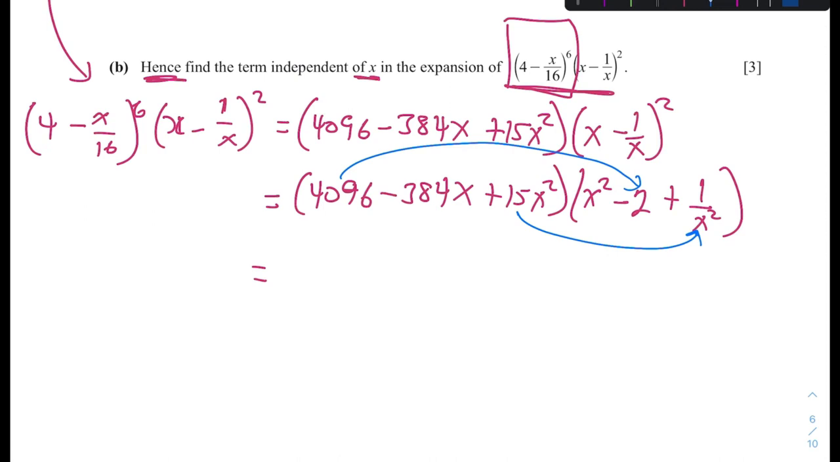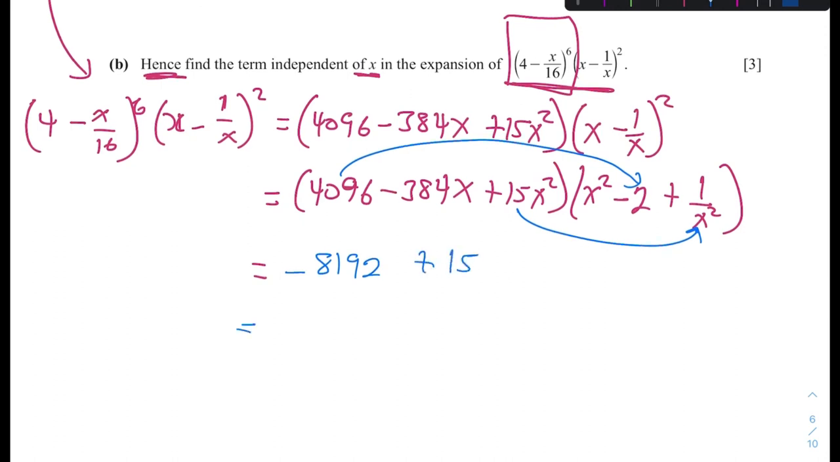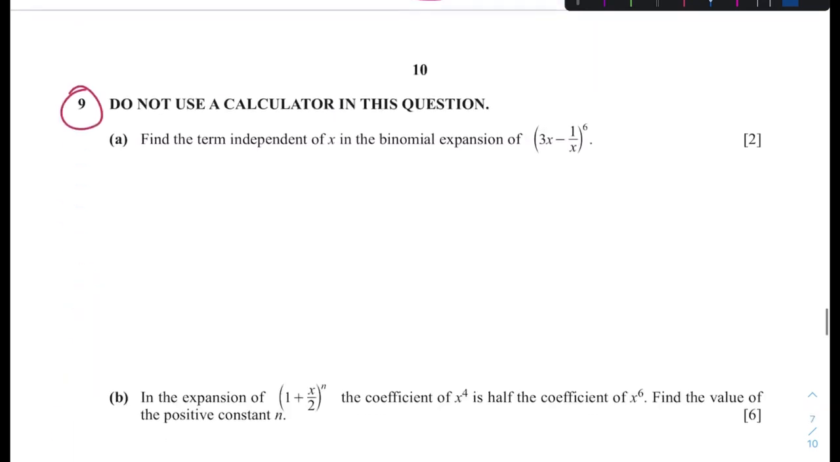So your 4096 times negative 2 is going to give you negative 8192. Then you have plus 15. So your answer is negative 8177. And then you are done. Okay, but if you want to fully expand everything and then just add the constants, that's also fine. Just that it will take much time that you don't have. Okay.